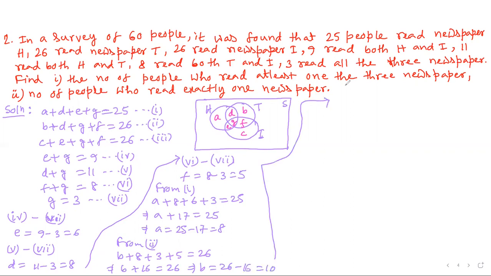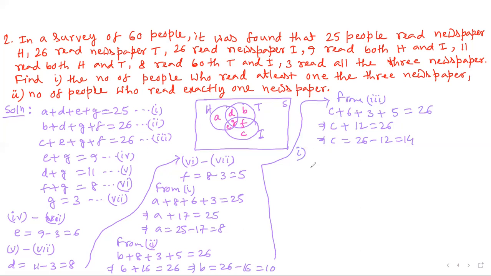Now from equation number 3, C is unknown, plus E equals 6, plus G equals 3, plus F equals 5, is equal to 26. Now if you simplify, C plus 6 plus 3 is 9, 9 plus 5 is 12, equals 26. So C equals 26 minus 12, equals 14. So in this way, step by step, you can calculate all the values, A, B, C, D, E, F, G.